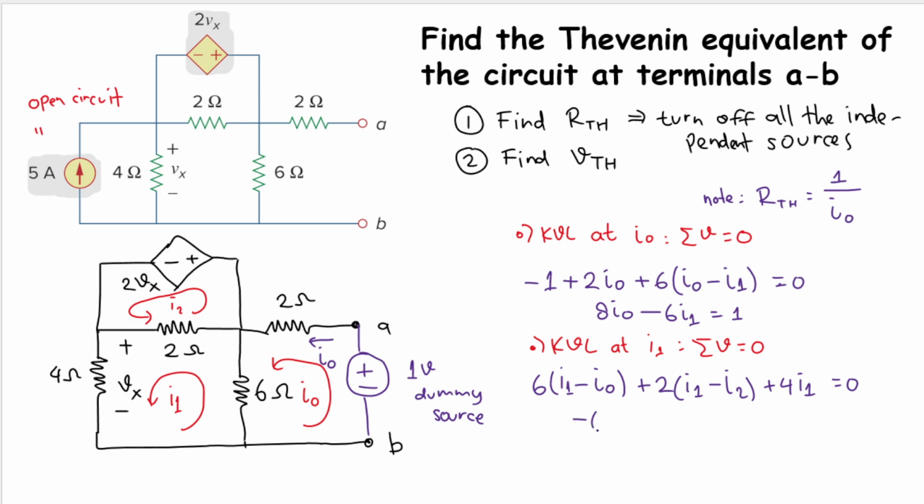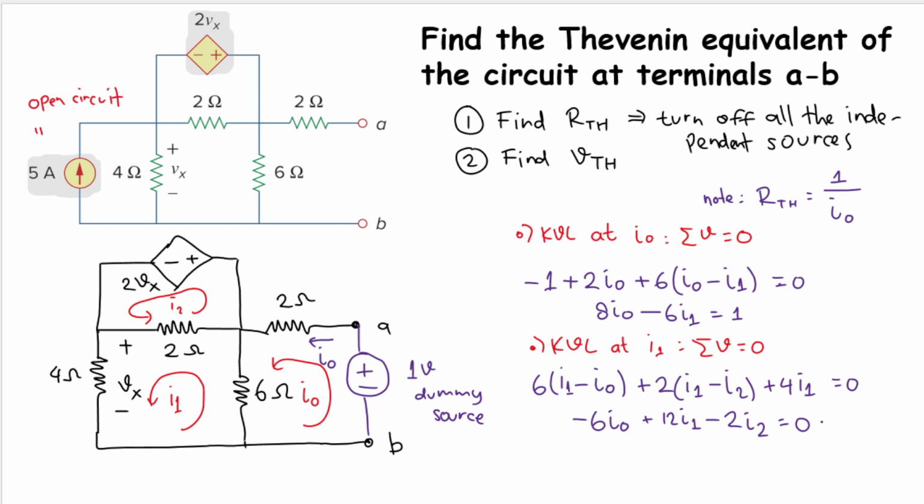So we'll have minus 6 I0. And then for the I1, I will have 6 plus 2 plus 4. That will be 12. So I will have plus 12 I1. And then finally minus 2 I2. Okay, and all of that will equal 0.